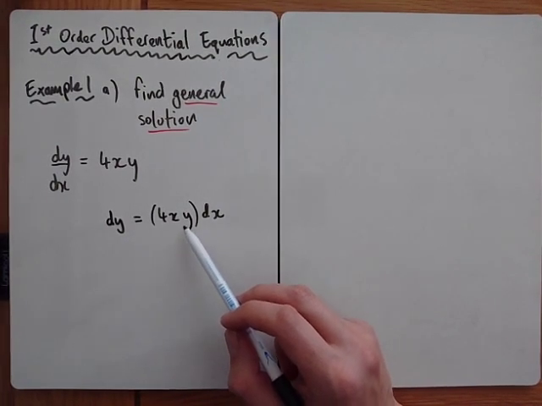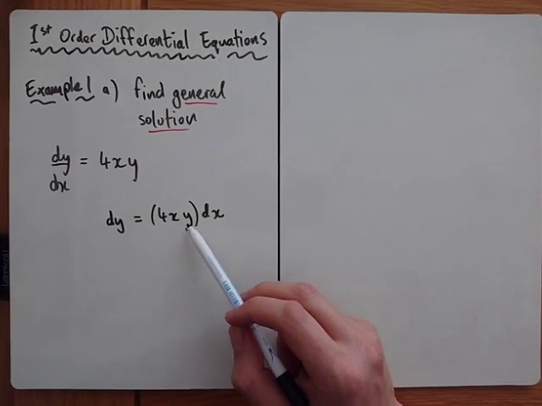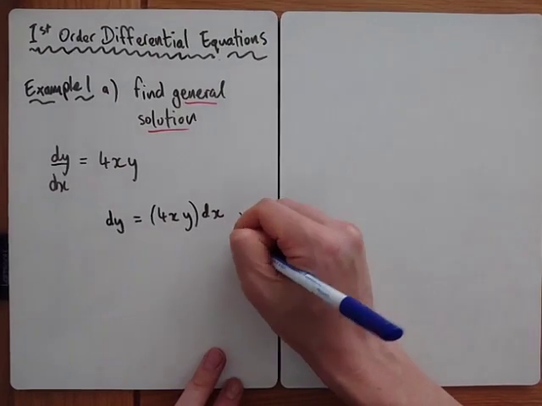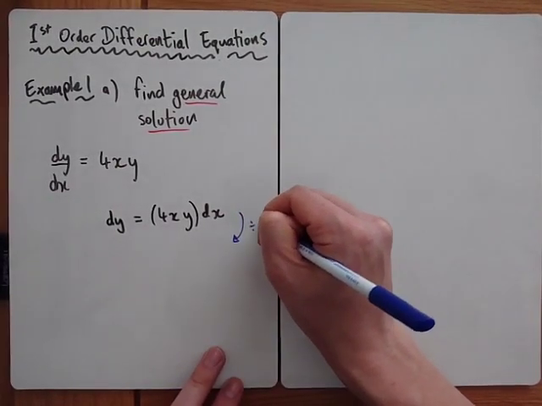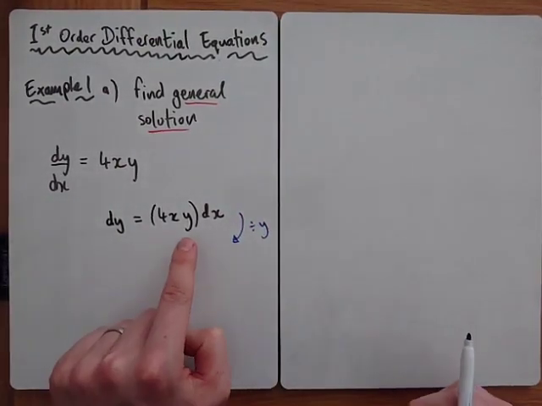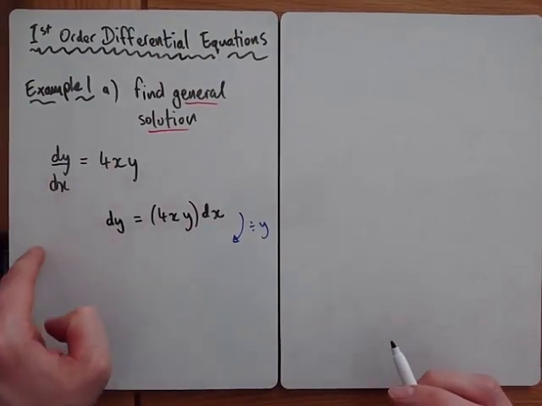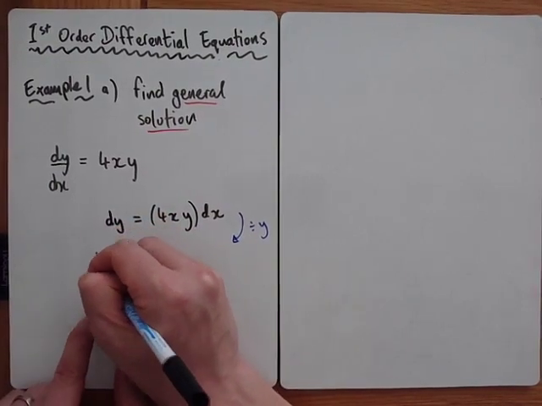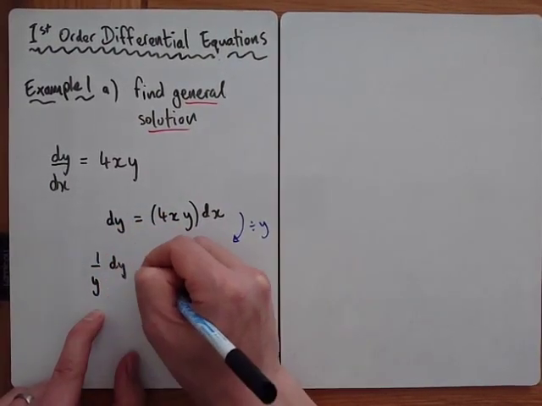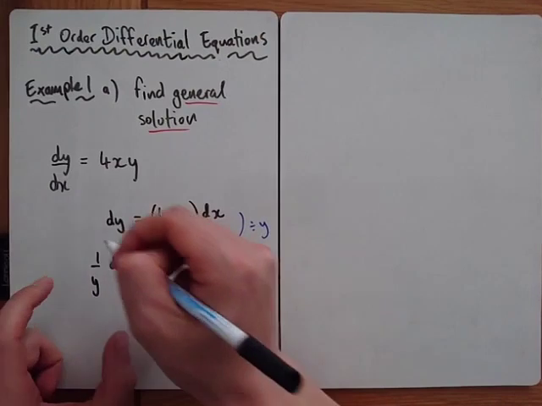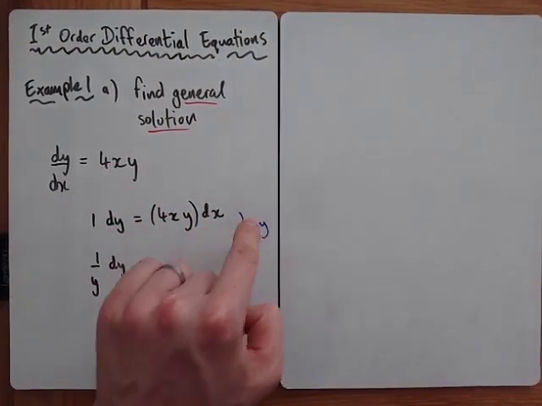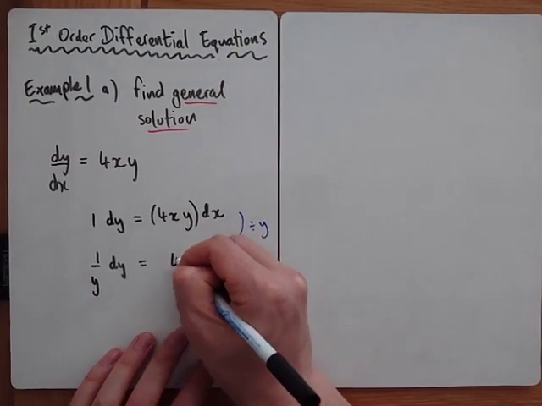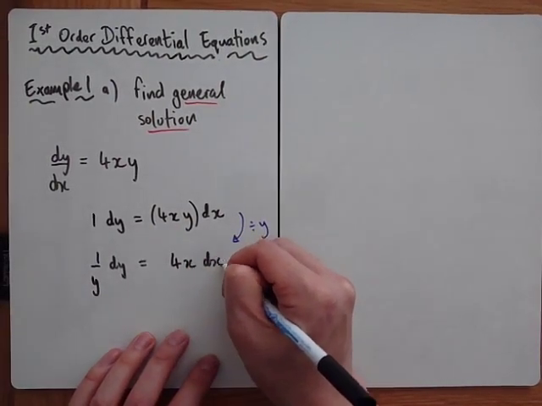You pretty much always, when you're doing these rearrangements, you're going to be using multiplication and division. Okay, you divide both sides by y to get rid of the y on the right hand side. You couldn't just subtract it on the other side, that wouldn't work. So we divide by y and we'd be left with 1 over y on the left hand side, because that coefficient there was 1, wasn't it? So if we divide by y, we get 1 over y, and dividing by y on this side, it cancels. So we've got 4x dx.